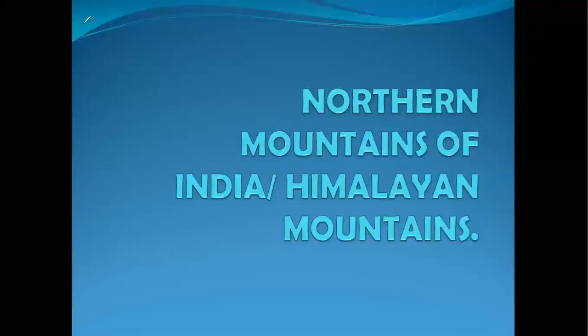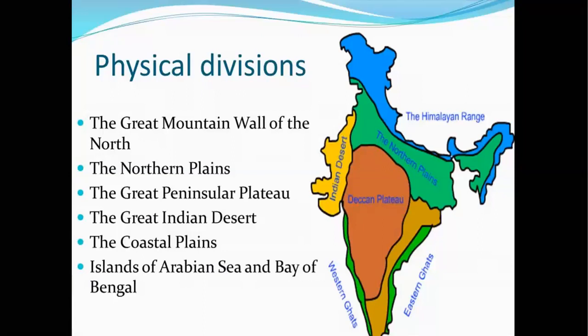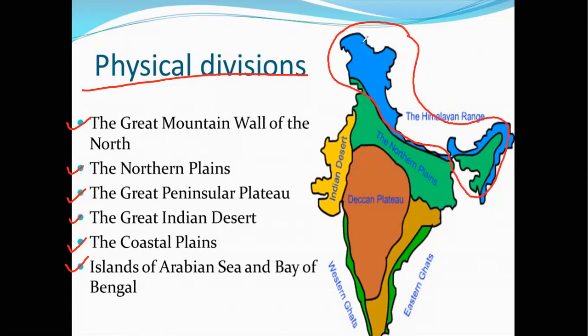So today we will be discussing the northern mountains of India, or the Himalayan mountains. In the previous session, we had a brief introduction on the physical divisions of India: the Great Mountains, the Northern Plains, the Peninsular Plateau, the Indian Desert, the Coastal Plains, and the islands of India. Today, we will focus more on the Himalayan range of India.